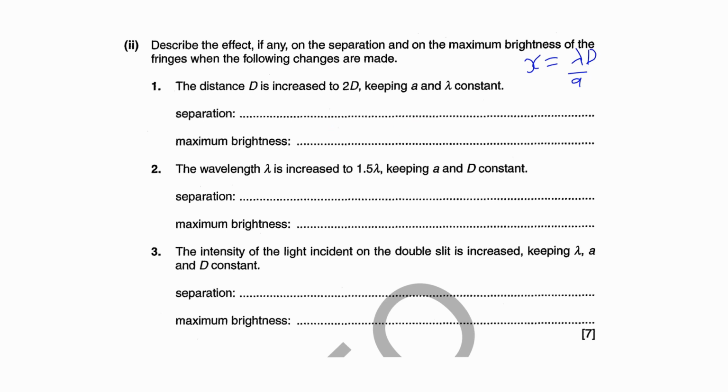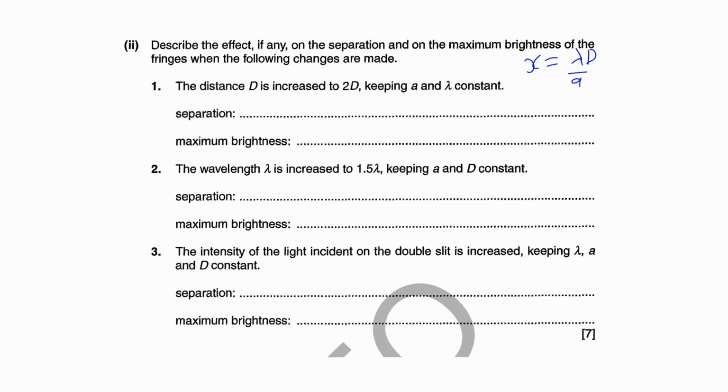Now next one, the wavelength is increased to 1.5 lambda, keeping a and d constant. So once again, we look at the lambda here. If it increases to 1.5, your x will also increase to 1.5. So here you can say increases to 1.5x. And what about maximum brightness? Now this one you have to know a little bit about the effect of diffraction.